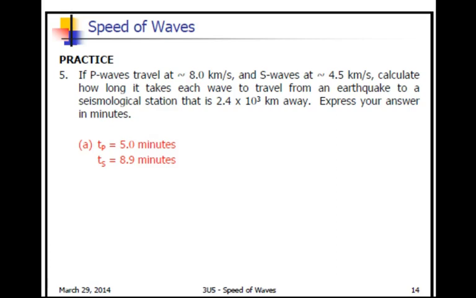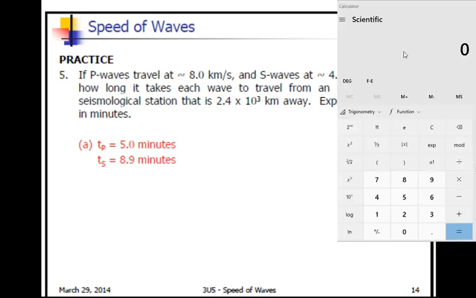This question says, if P waves travel 8 kilometers per second and S waves travel about 4.5 kilometers per second, we have to find out how long it'll take to travel to a seismological station that's 2,400 kilometers away. And we want this in minutes. So if this is how far we have to go, and we're traveling at 8 kilometers per second, it would take 300 seconds or 5 minutes.